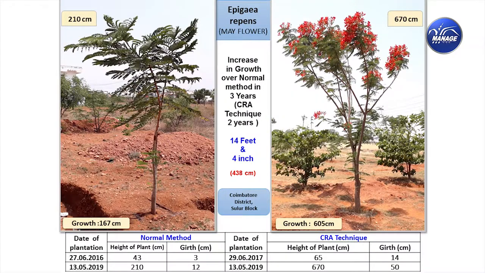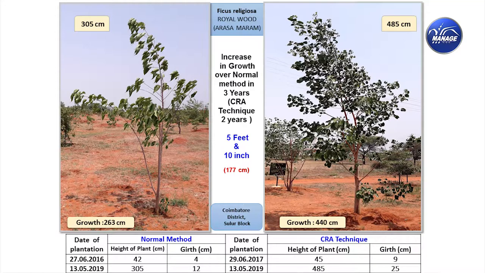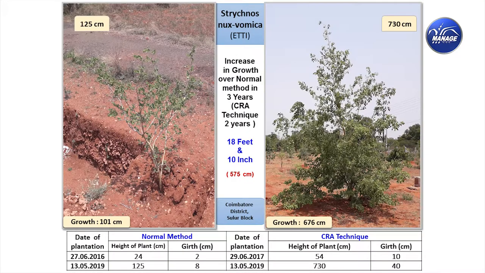Then Mayflower, you can see that it started flowering, whereas the older one has not yet started flowering, and the difference in height was about 14 feet. And this is Arasamaram, royal wood. Here it is 5 feet and 10 inches. And then Strikers, this is actually rosewood. Here the difference is about 18 feet.